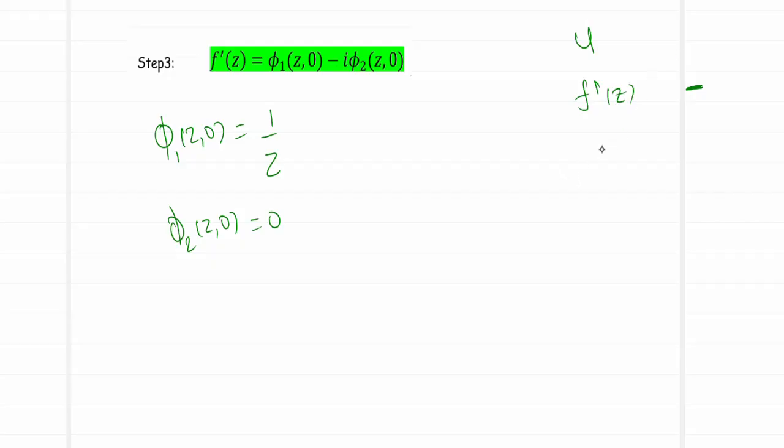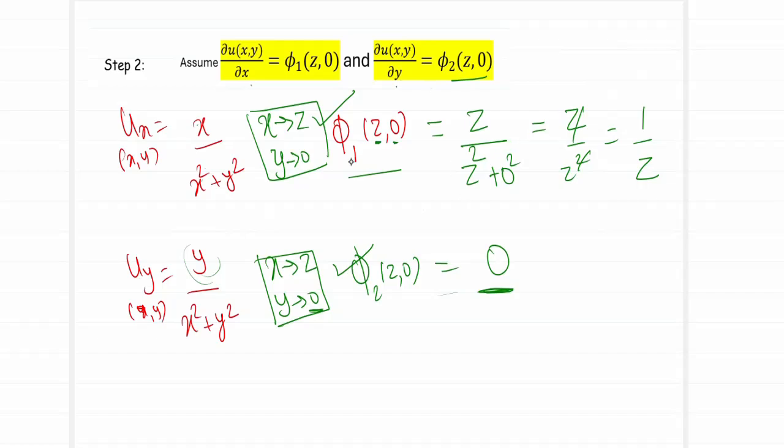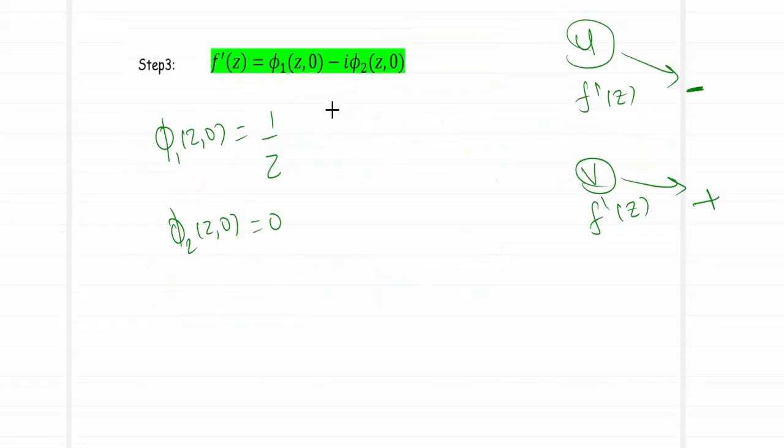And whenever we are having v and we are computing f dash of z, then the sign in the center is going to be positive. For u, it is negative. For v, it is positive. So now I know from my previous step that my phi 1 is 1 by z and my phi 2 is going to be 0. So on this substitution, I have f dash of z equal to 1 by z minus i times 0.